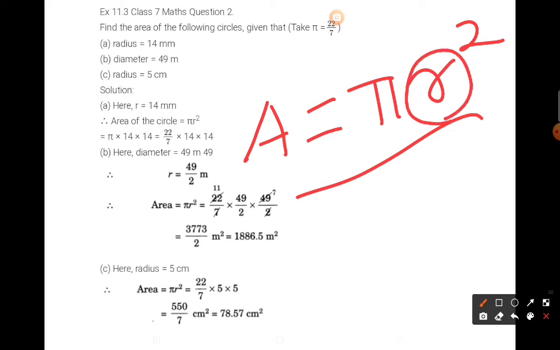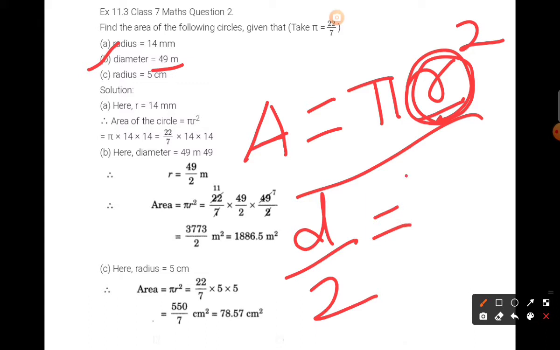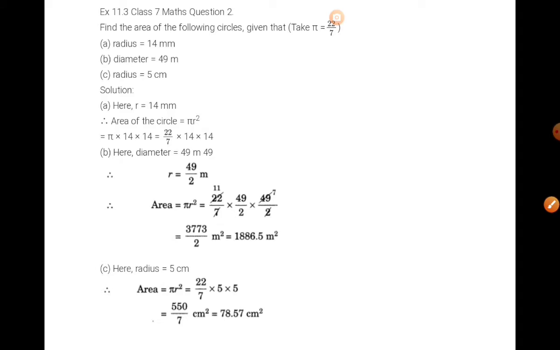Now if radius is given directly, then no problem, you directly put the value of radius. But in some questions, see the second part, diameter is given. The diameter is given as 49 meter. So diameter is double of radius. So when diameter is given, how will you find the radius? First you have to find the radius, after that you will get the area, because for area we need radius. So whatever diameter is given, divide it by 2, and then you will get the value of radius. Okay, so let us see the solution part so that it will be more clear.